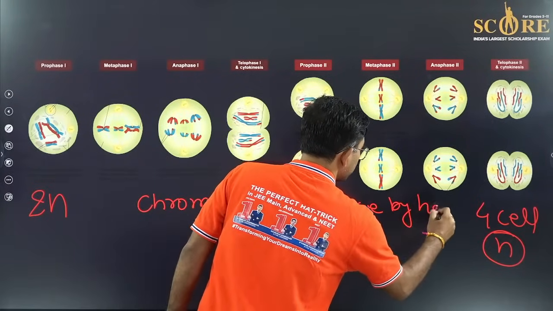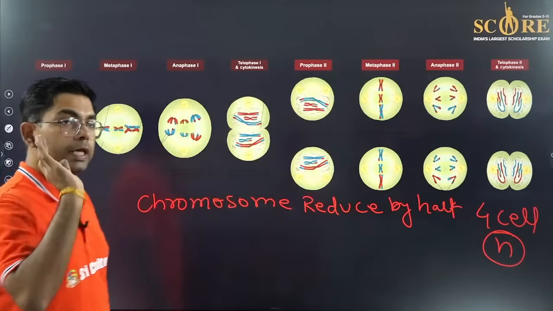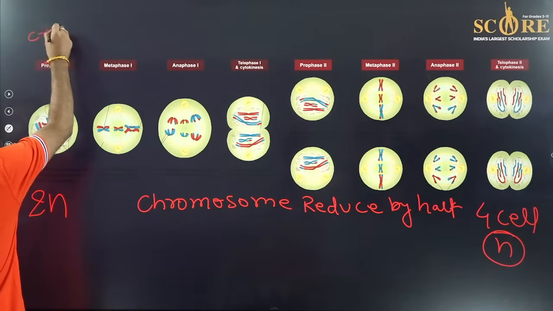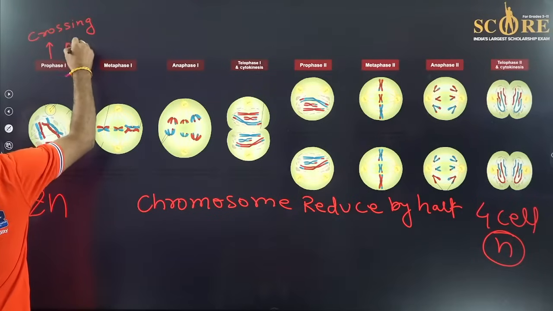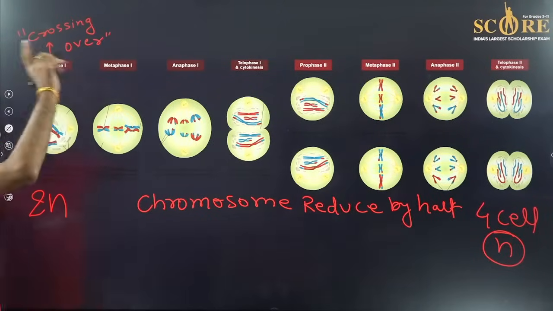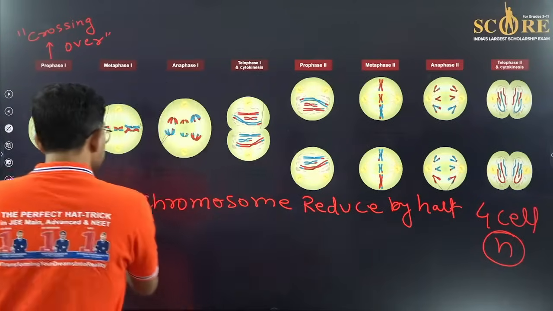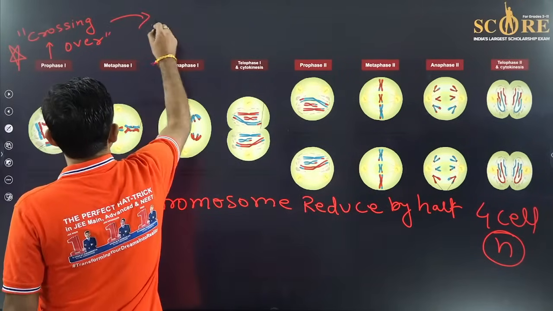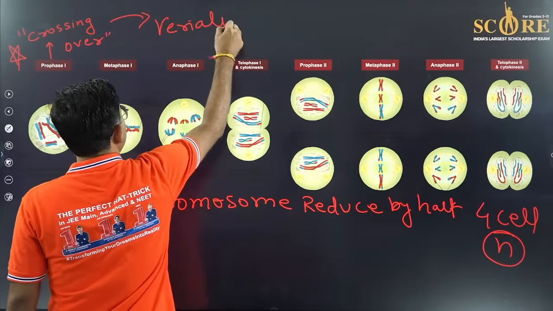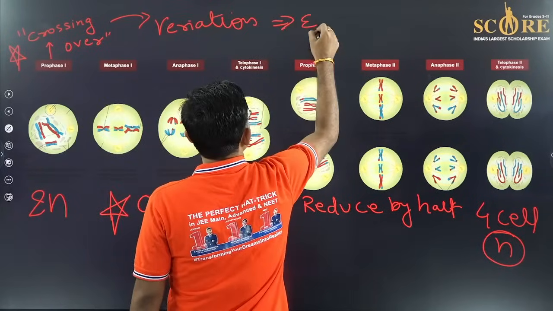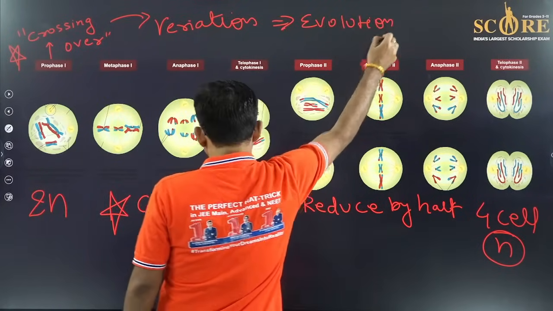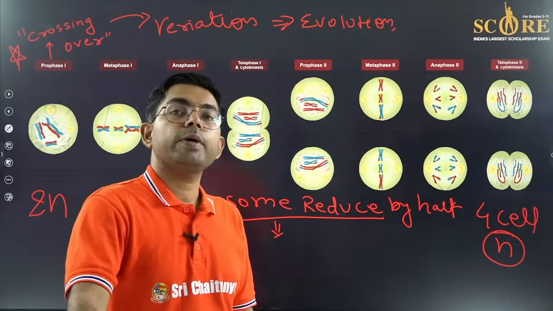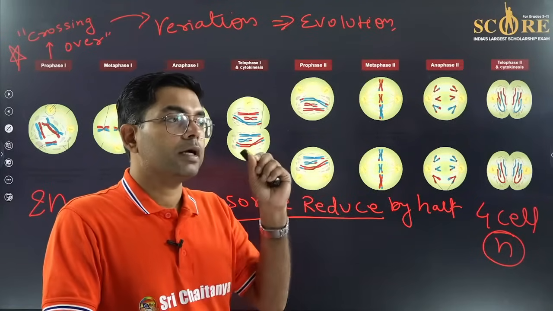Reduced by half, right? So now here, one very important thing which happens is crossing over. So two important characteristics of meiosis: the first, the chromosome number becomes half, and second is crossing over, which is a source of variation which leads to evolution. And another is that the number of chromosomes remains the same throughout the generations, because the number becomes half, right?